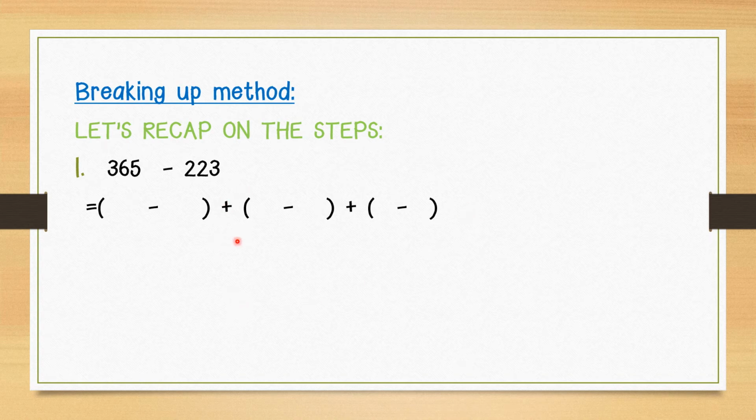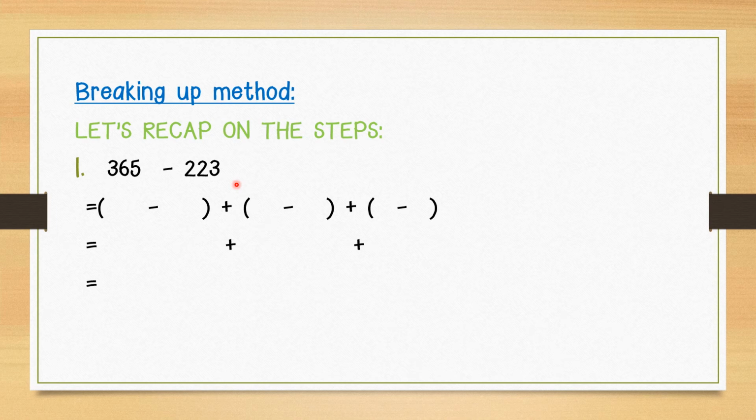We are minusing the hundreds together, the tens together, and the units together. The only place where we will add, or bring down the plus or addition sign, is in the second step. So the first step is that we need to break the hundreds, tens and units up from 365 minus 223.